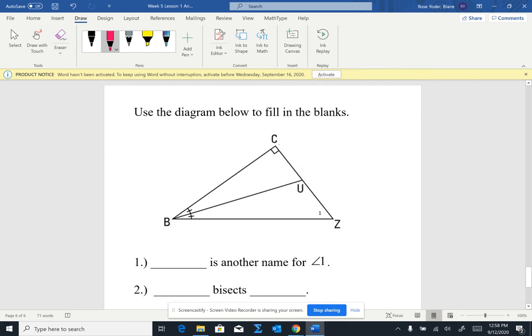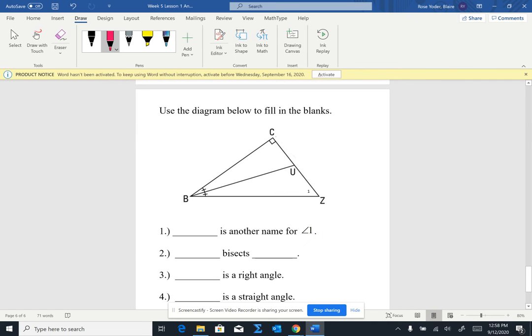All right, so let's try this fill in the blank activity. So there's a diagram with a whole bunch of stuff marked on it and some stuff that we can talk about in the picture. So another name for angle 1, I mentioned that it's good to use 3 letters. So there's a bunch of different options, but the Z has to be in the middle because the Z is the vertex. So I'm going to call it BZU. So angle, don't forget your little angle symbol. BZU would be another name for angle 1.